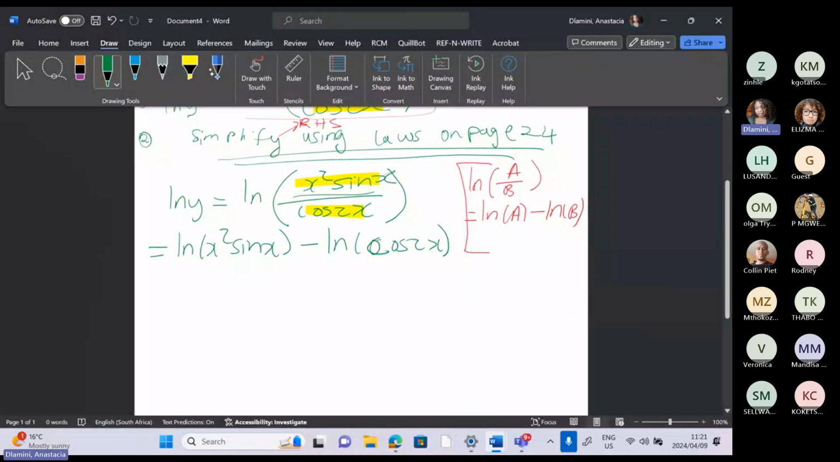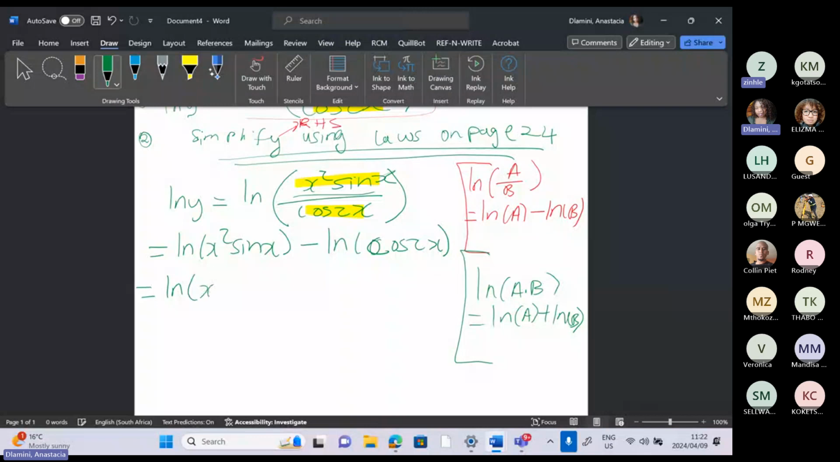Yes, ma'am. Okay, good. Now, are we done simplifying? No, because there's another law that says if you're multiplying, ln of A times B is equal to ln of A plus ln of B. Meaning that here we have x squared times sine x. So this will be ln of x squared plus ln of sine x minus ln of cos 2x.